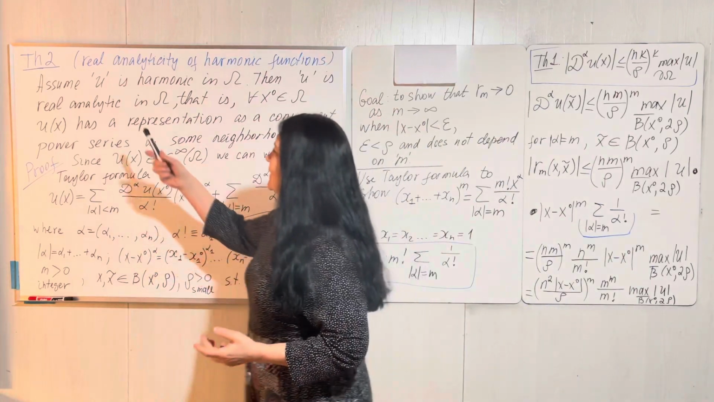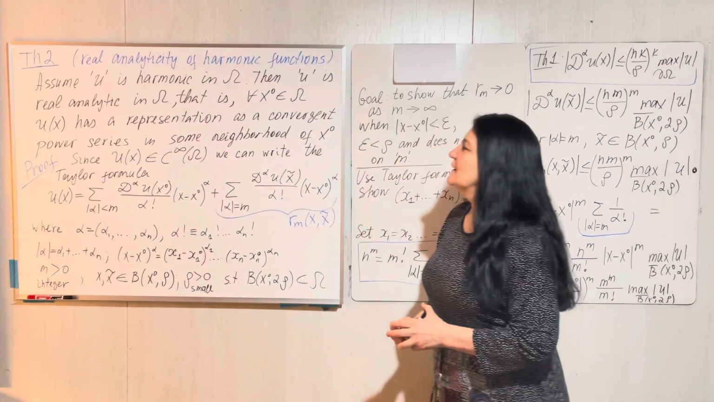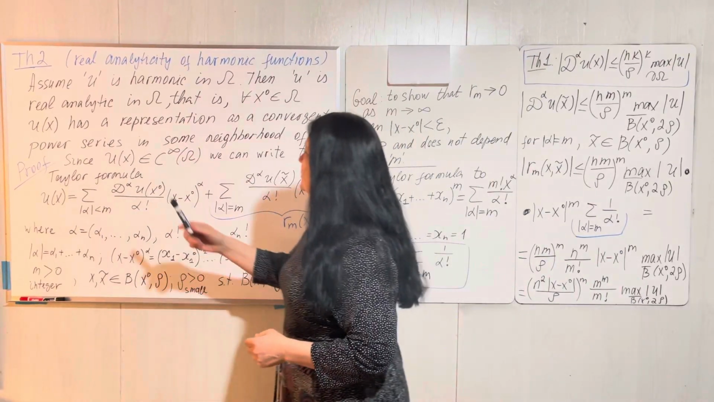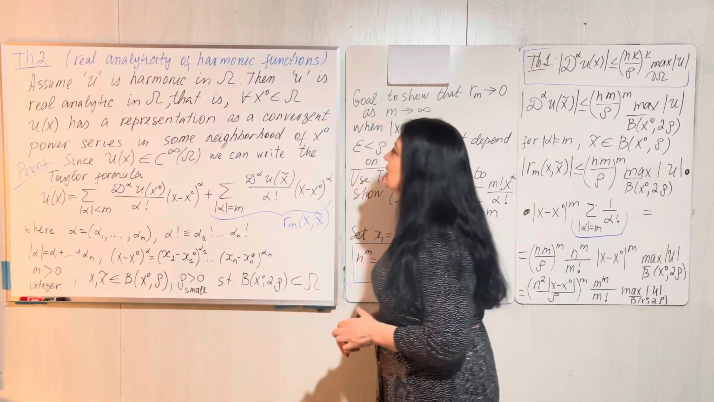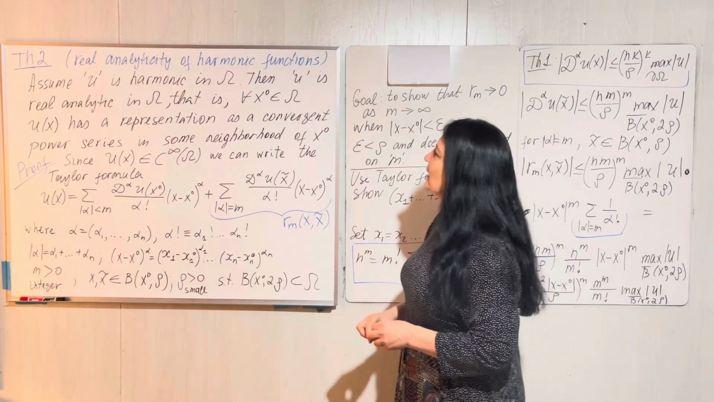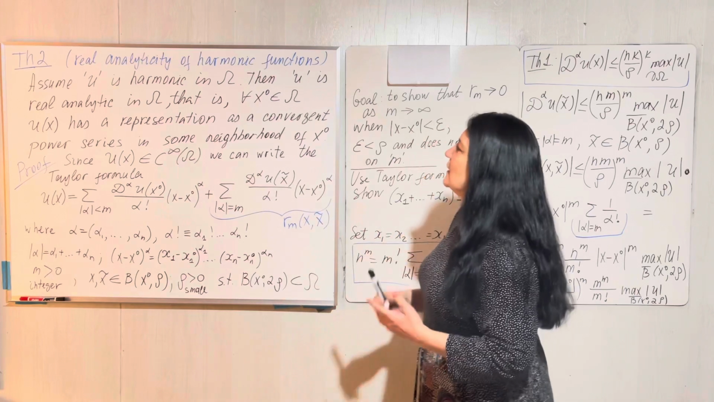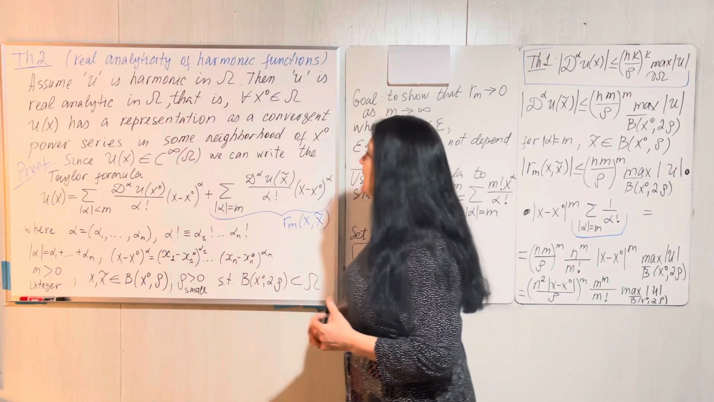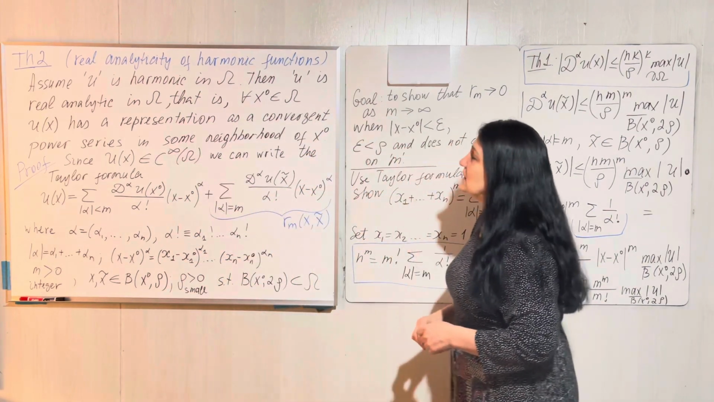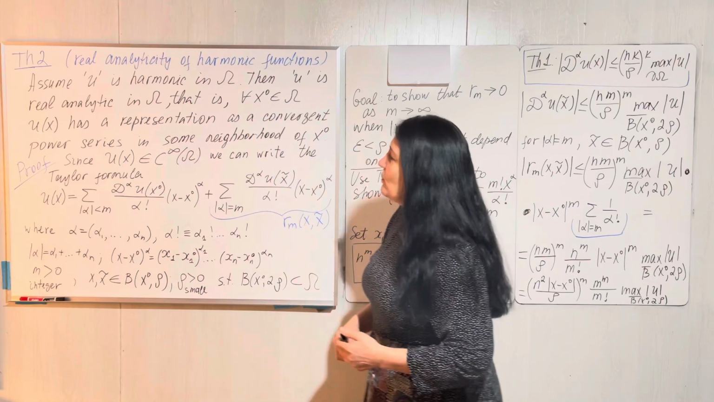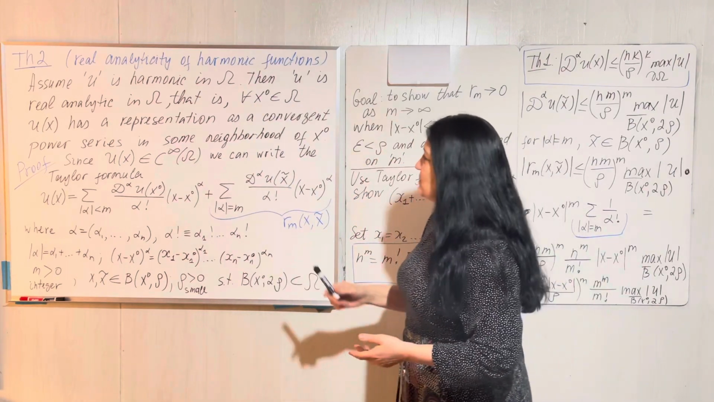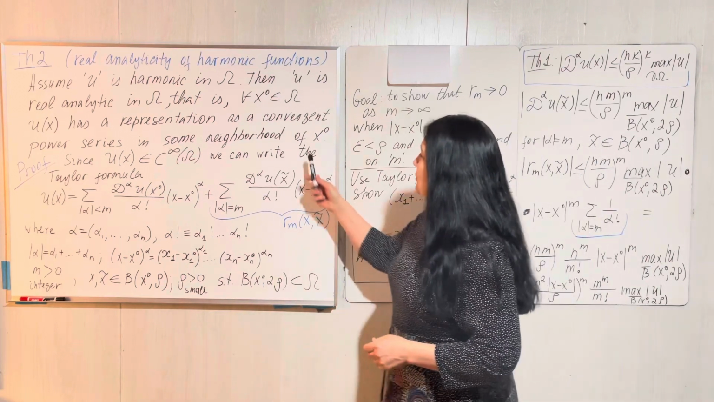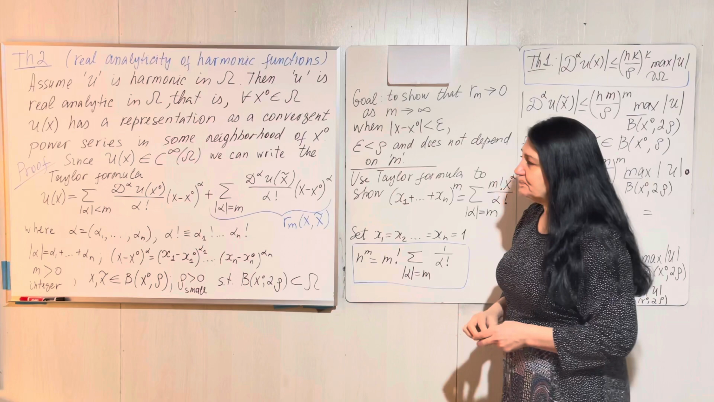Okay, so our second theorem discusses real analyticity of harmonic functions. So assume that U is harmonic in the domain omega, and then we can say that U is real analytic in omega, which means that for any point x0 in omega, U of x has a representation as a convergent power series in some neighborhood of that point x0.